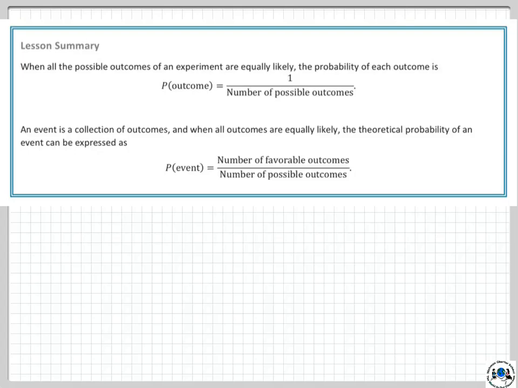Okay, there we go again. We are just at 30 minutes, 30 and change, maybe 31 minutes, and at our lesson summary. When all the possible outcomes of an experiment are equally likely, the probability of each outcome is 1 over the number of possible outcomes. So when you have an equally likely experiment, you're always going to have a unit fraction representing that probability, and that's a fraction with a 1 in the numerator.